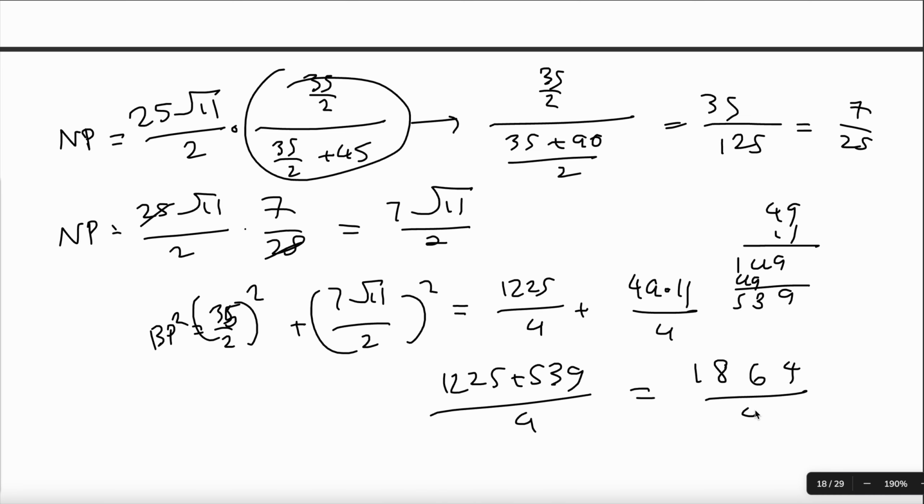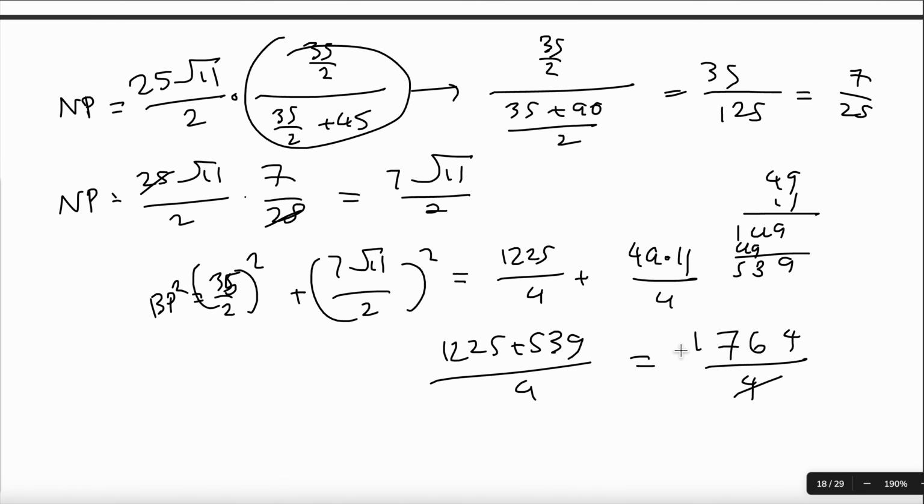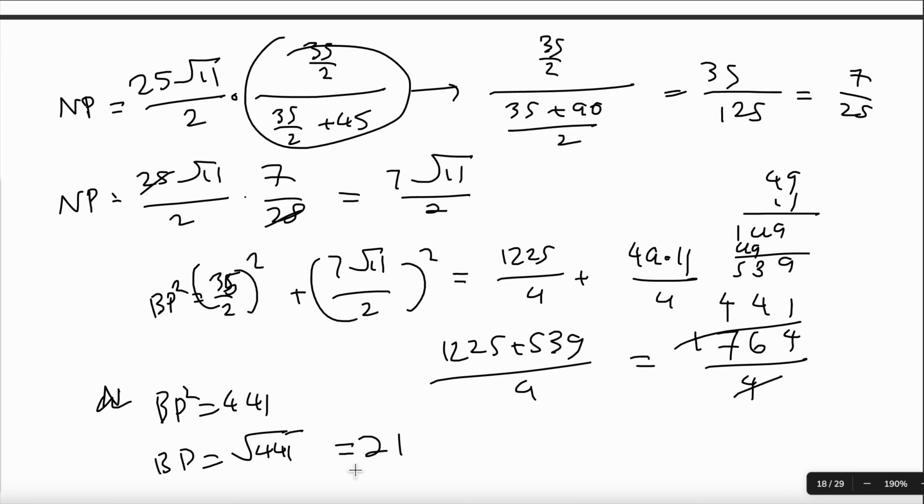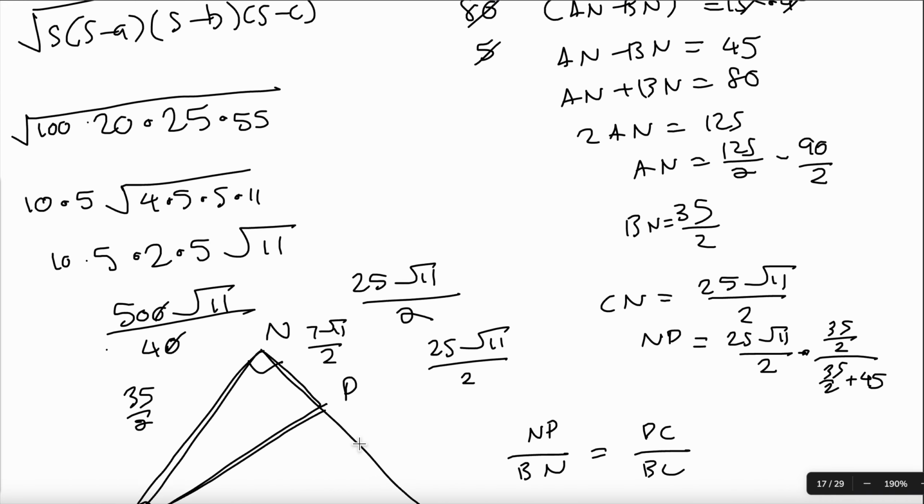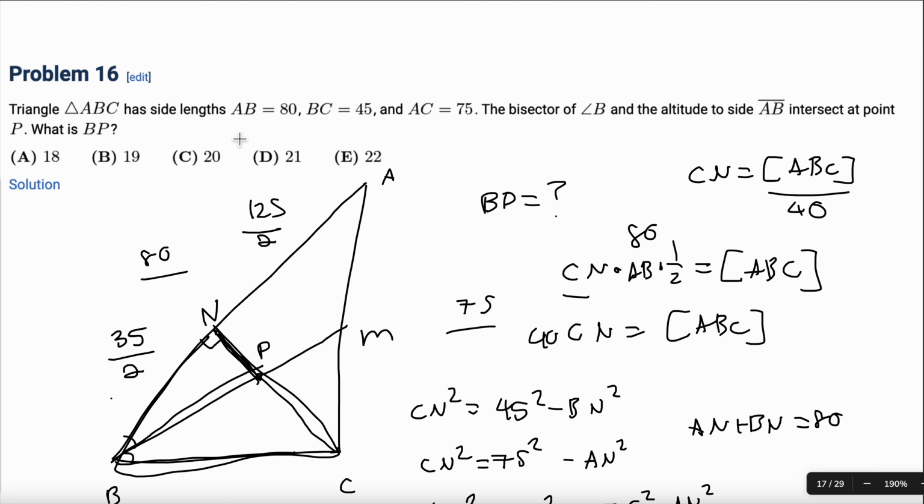That is going to be equal to 1764 over 4. And so we can simplify this because, well, this is 64, so it's divisible by 4. So BP squared is equal to 441. BP equals the square root of 441. And it's beneficial to just memorize that the square root of 441 is 21. So BP is equal to 21. That was a long bash problem, but at the end we got to it.